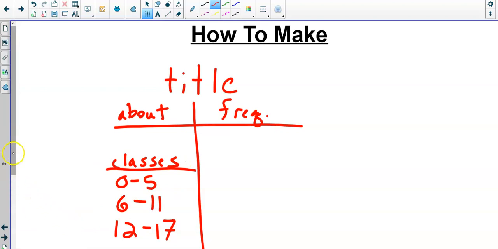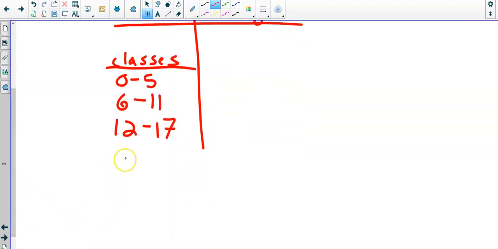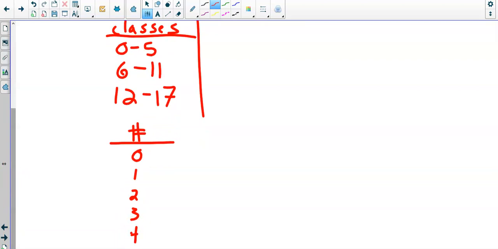Or we just list them out as individual numbers. 0, 1, 2, 3, 4, 5, so on and so forth. So again, that left side, they'll either look like classes or they will just be listed out in numbers. That's the two ways that you will see the left side written up.